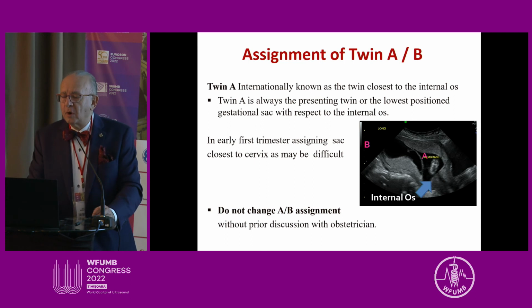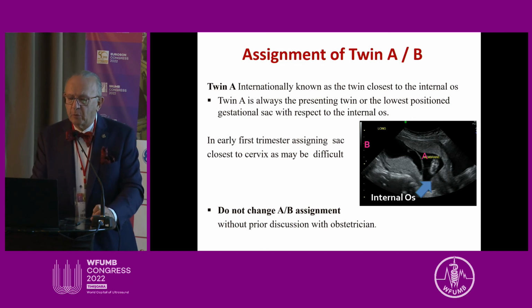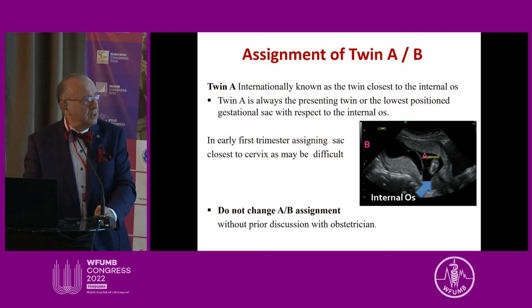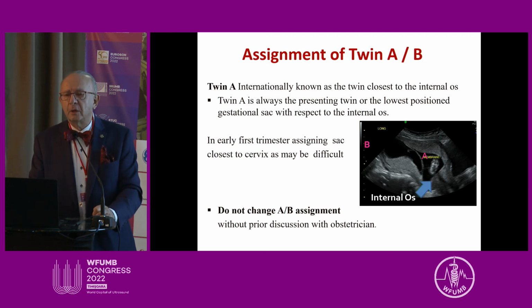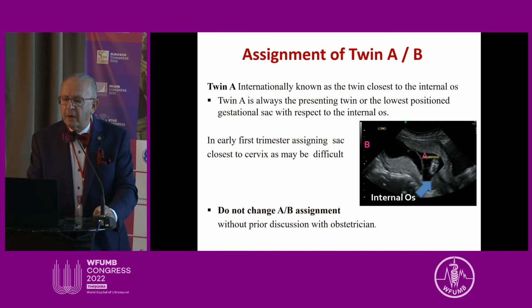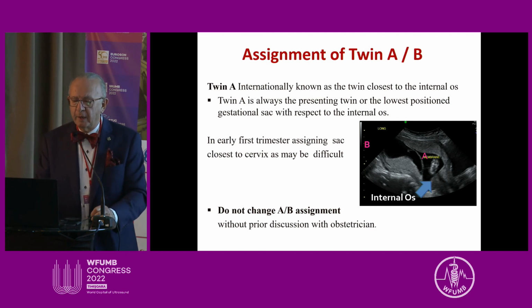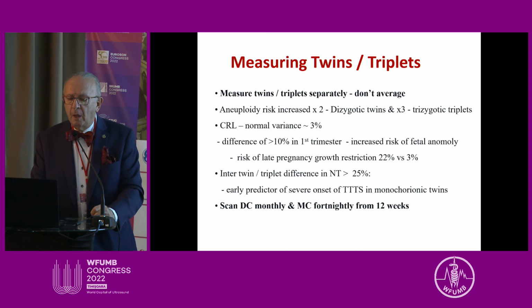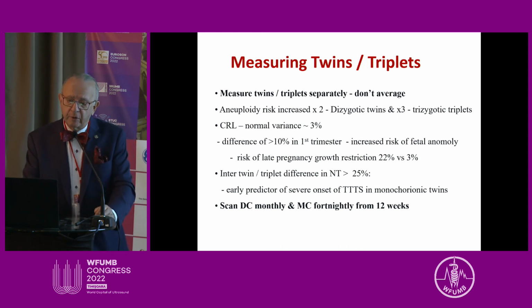So twin A is the one presenting with respect to the internal loss. It may be hard to do in the first trimester, but again, as you can see here, there's one that is closer to the internal loss than the other one, that will be twin A. As I said, we measure the twins separately, or the triplets.